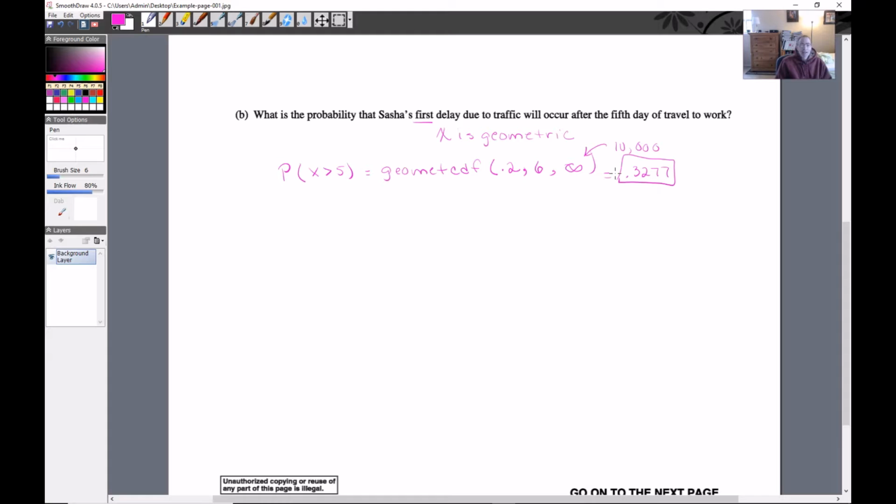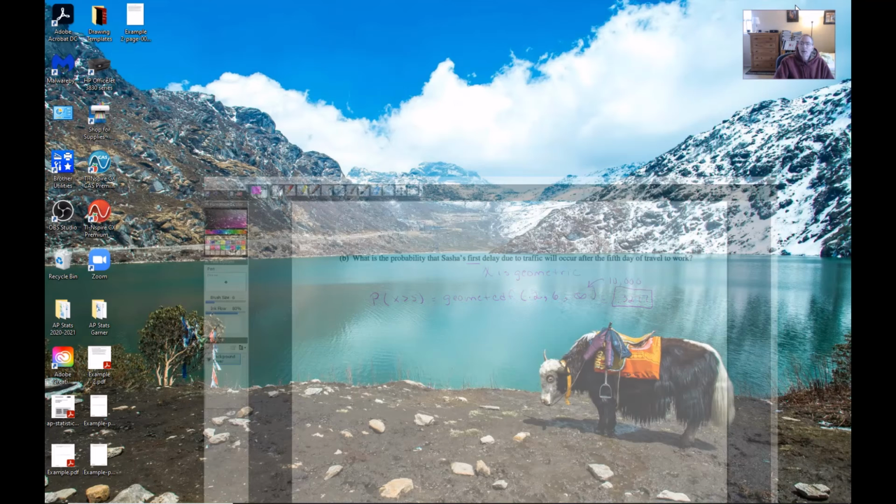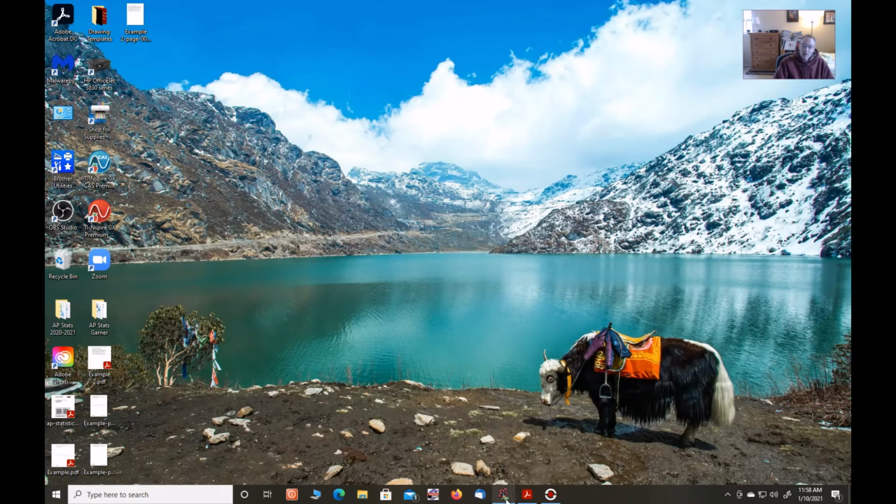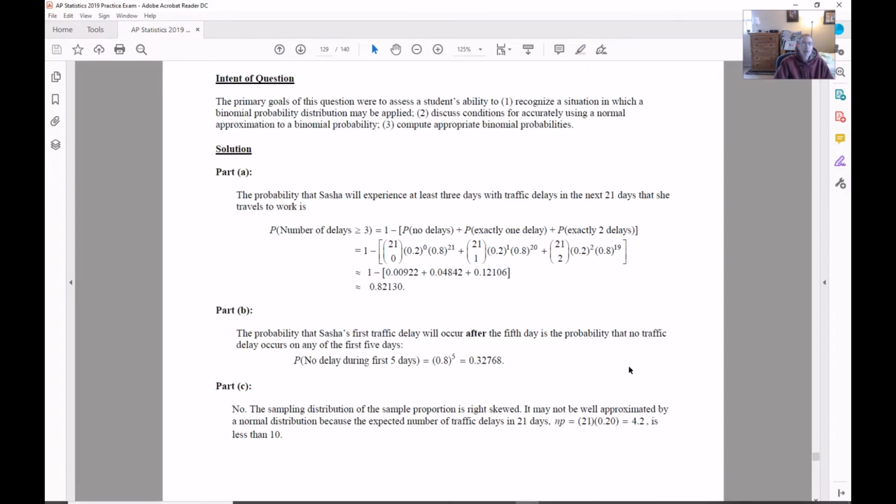So while we're at it, let's just look at the scoring guideline. And I think I can just do that by minimizing this and opening this. Okay, so intent of the question, primary goal of this question: the goals of this question were to assess a student's ability to recognize a situation in which a binomial probability distribution may be applied. Okay, bingo.